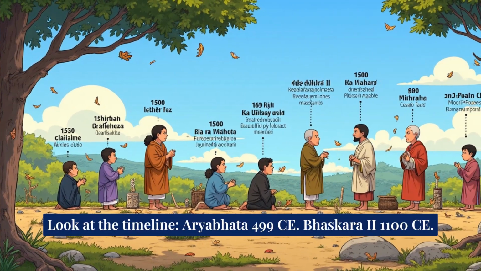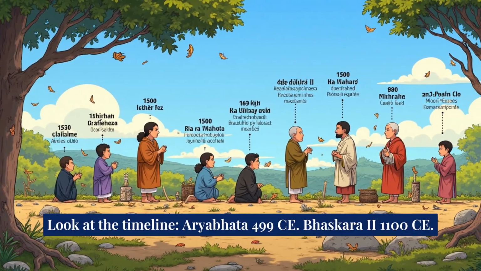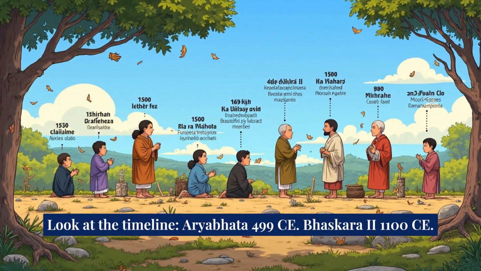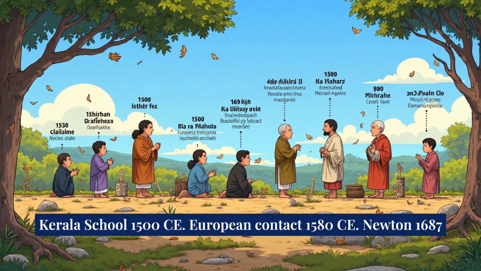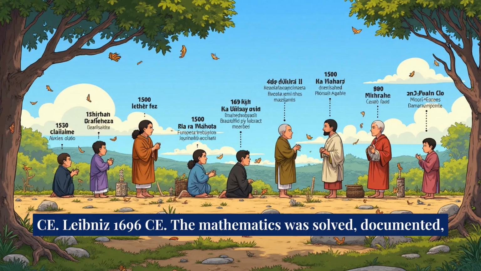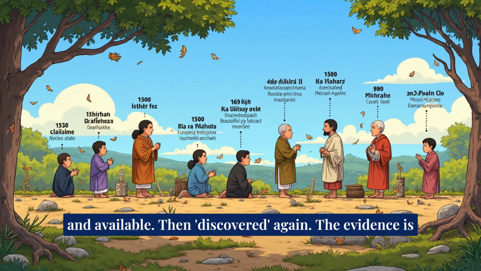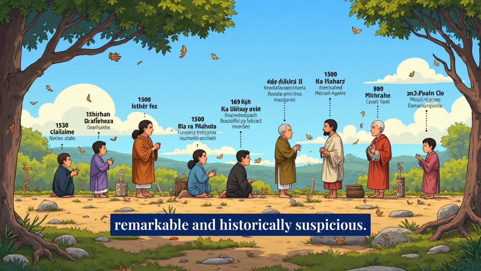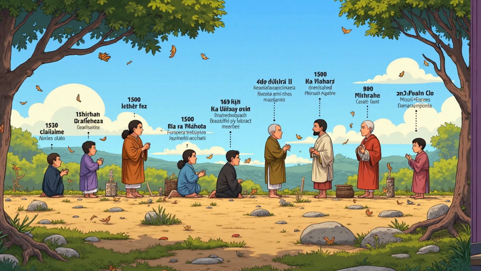Look at the timeline: Aryabhata 499 CE, Bhaskara II 1100 CE, Kerala School 1500 CE, European contact 1580 CE, Newton 1687 CE, Leibniz 1696 CE. The mathematics was solved, documented and available, then discovered again. The evidence is remarkable and historically suspicious.